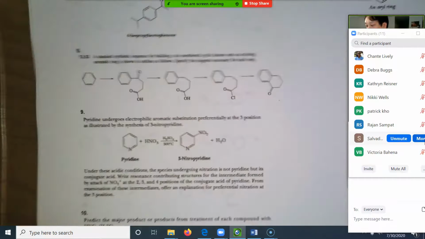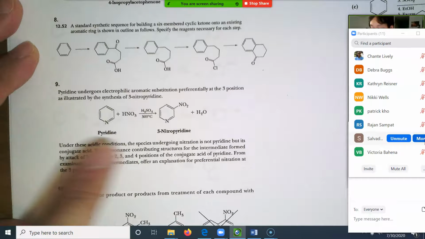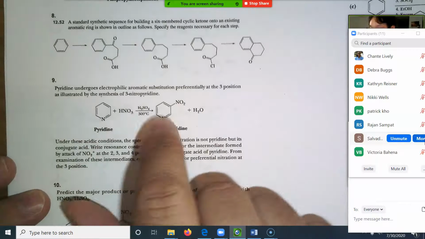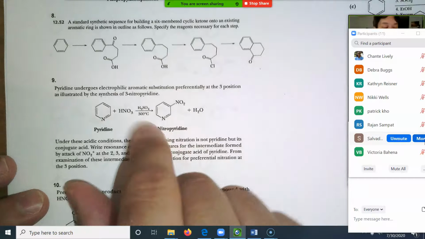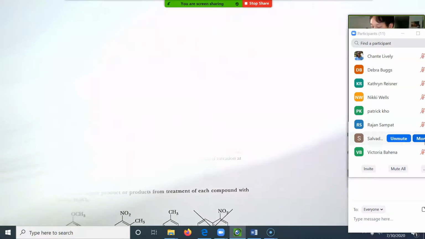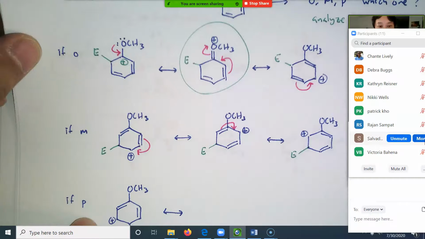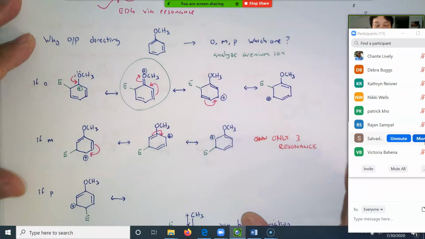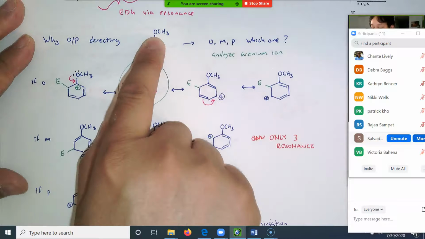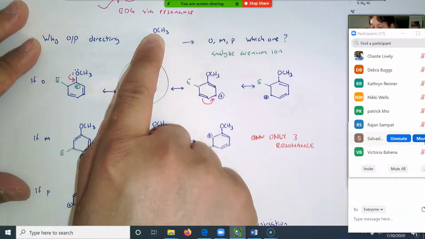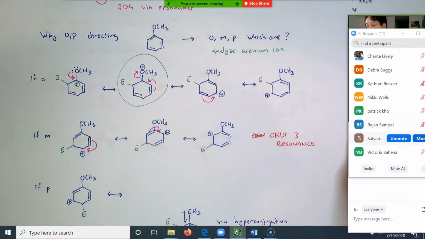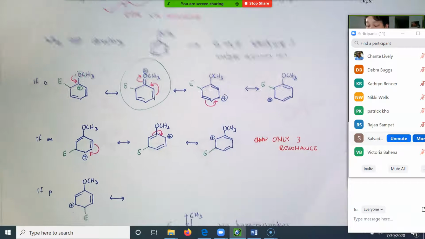Next door, sorry, let me just zoom out a little bit. Next door, number 9. That's an interesting one. Because now you're having to do the analysis that I did on the video, which is pretending that you have ortho, meta, para substitution and figuring out which one is the best situation. Do you remember this idea? This is where we proved that an oxygen is an ortho-para director, because in the ortho position for the electrophile, you have 4 resonance structures, but in the meta, you only have 3. You have time. You have more than 24 hours, actually, because your exam is due tomorrow evening.